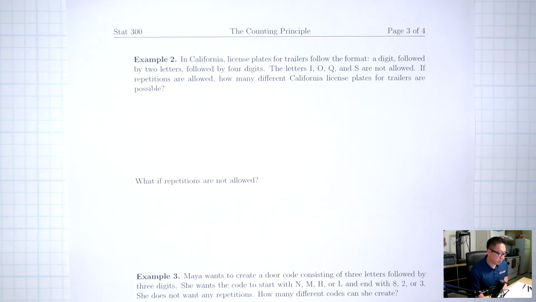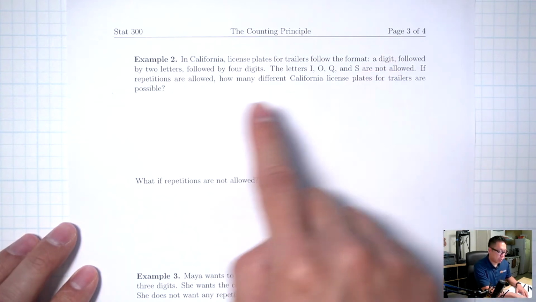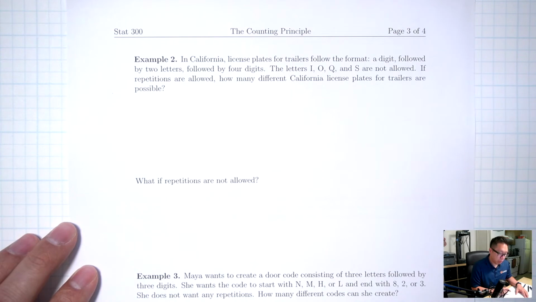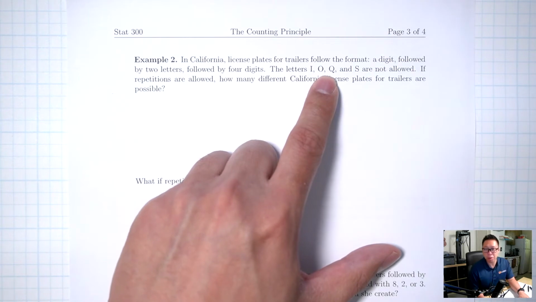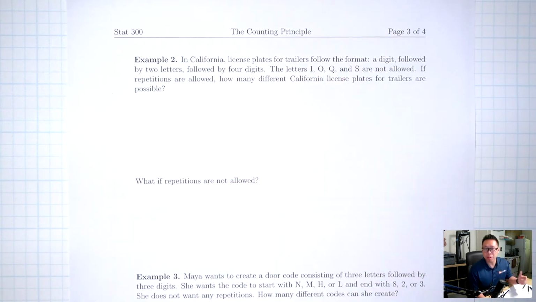Example 2. In California, license plates for trailers follow the format: a digit followed by 2 letters followed by 4 digits. The letters I, O, Q, and S are not allowed. That's probably because I looks like a 1, O and Q look like a 0, and S looks like a 5. That's probably why they're not allowed. If repetitions are allowed, how many different California license plates for trailers are possible?